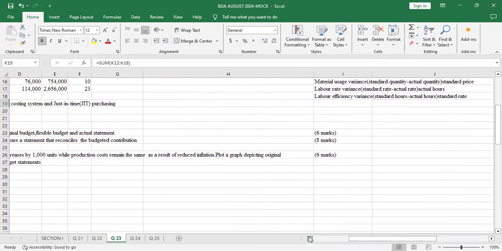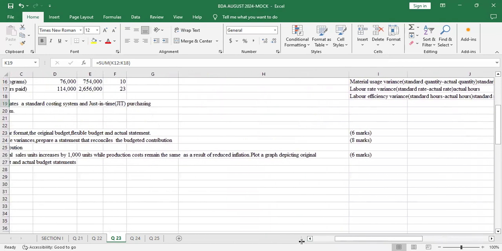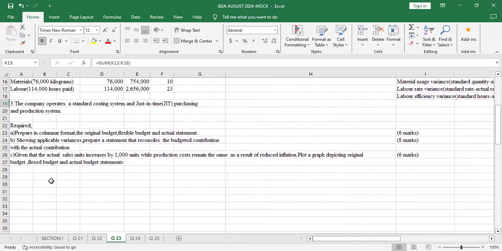I'll go to the last part. We are told that the actual sales units increase by 1,000 units, while production costs remain the same as a result of reduced inflation. We are to plot a graph depicting the original budget, flexed budget, and the actual budget statements. So this is what you do.